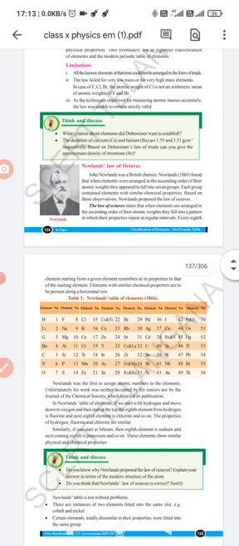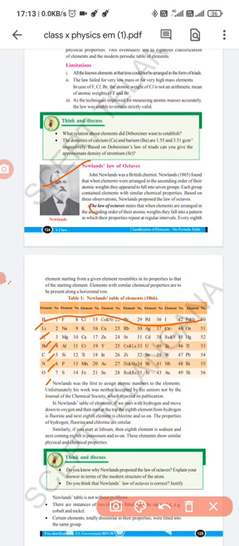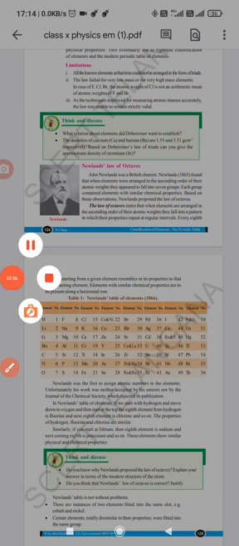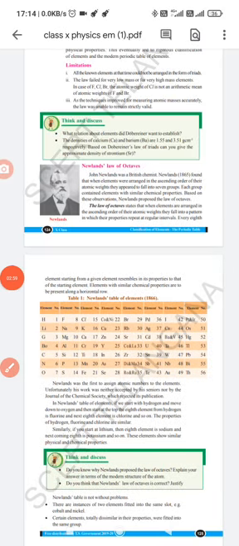This is the statement of Newlands' law of octaves. The law of octaves states that when elements are arranged in the ascending order of their atomic weights, they fall into a pattern in which the properties repeat at regular intervals. Here, properties repeat at regular intervals means every eighth element. This is very important about this law. You understand this concept first.